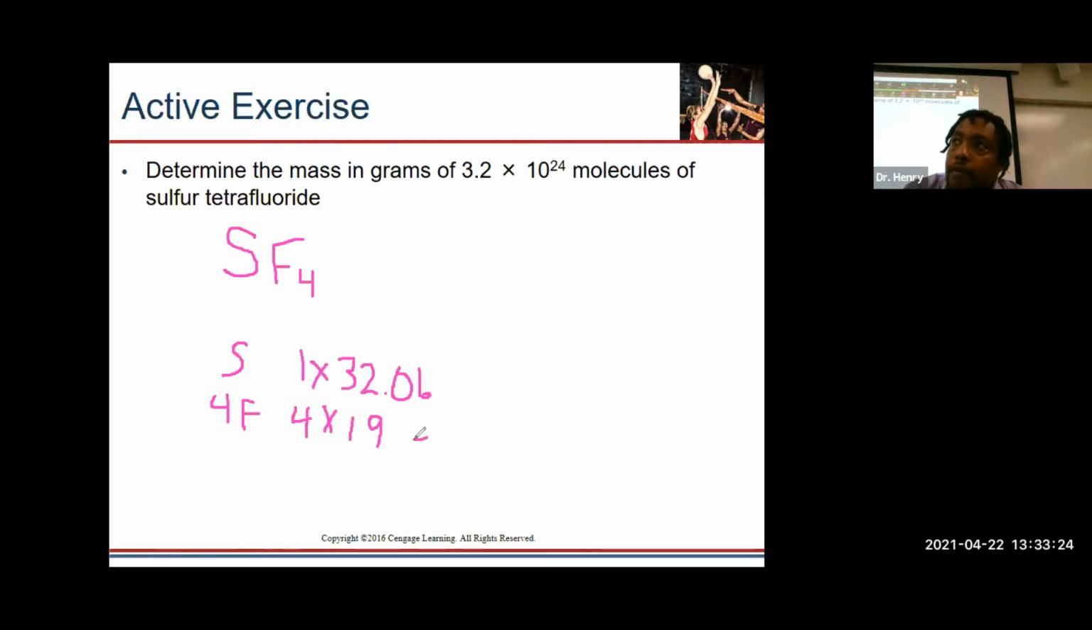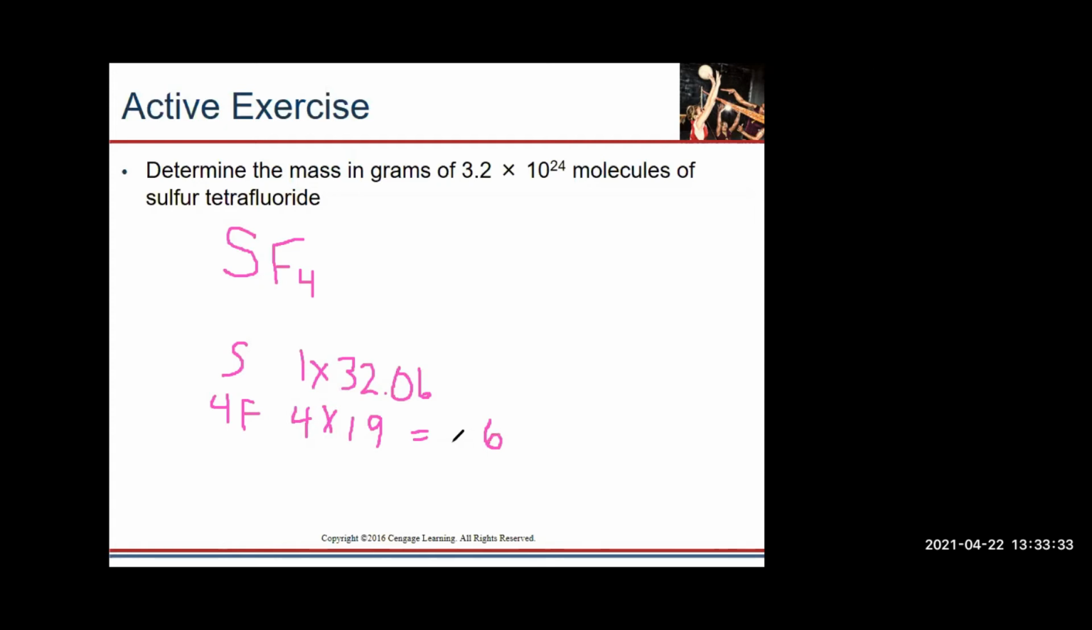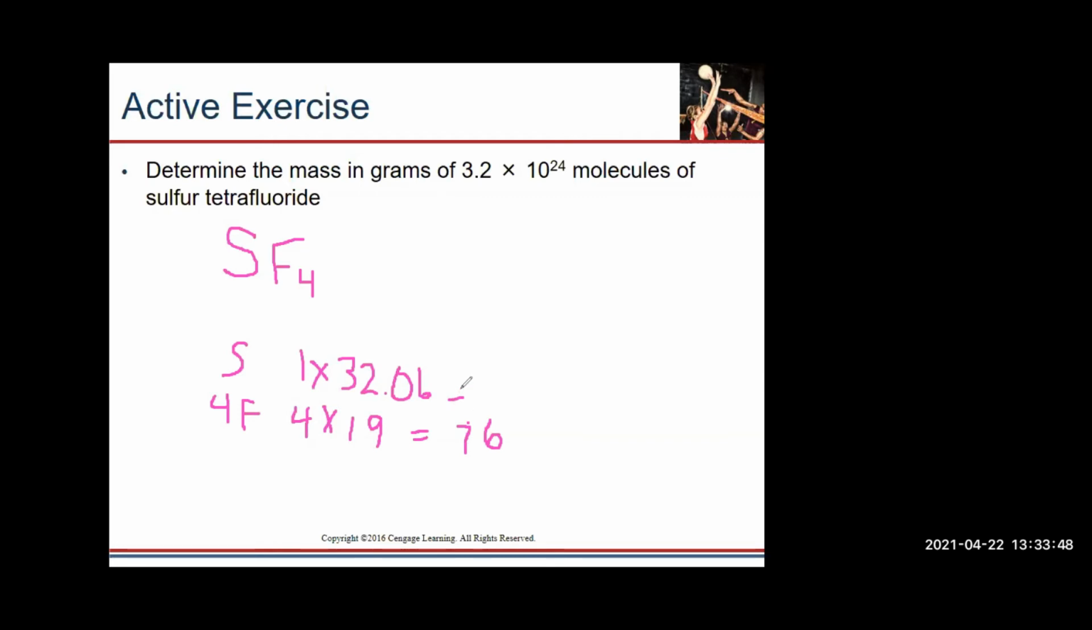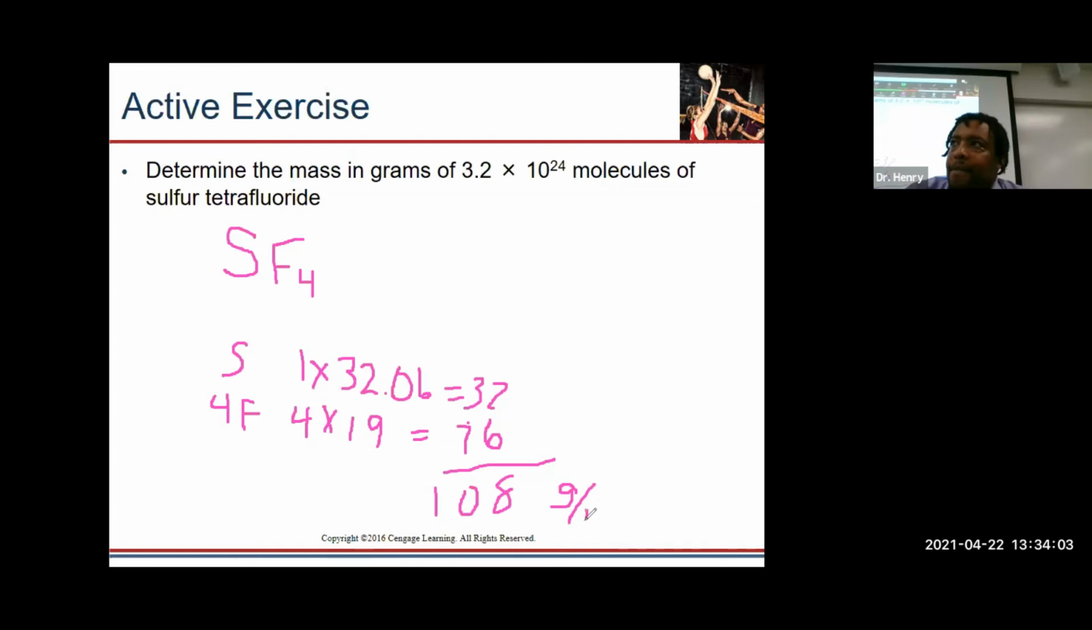Okay. You're going to add them after you multiply them. Okay. 76 plus 32.06 is 108.06. 108 grams per mole. Okay. So we calculate the grams per mole. So now what am I going to use that for?